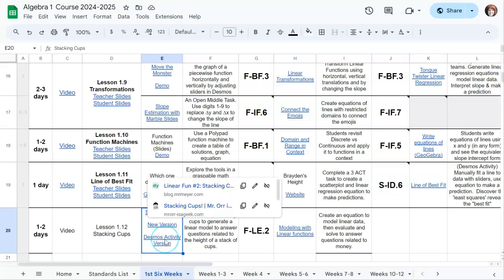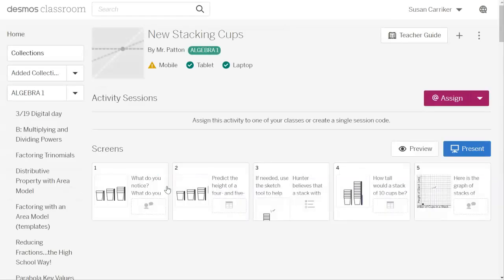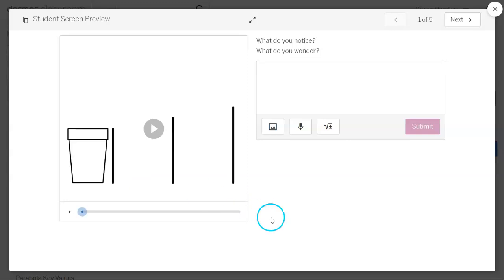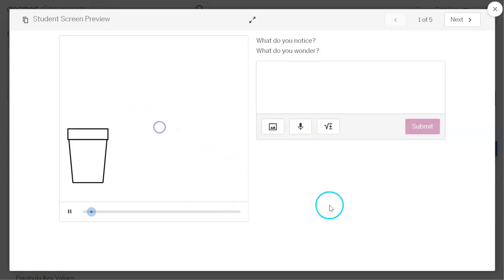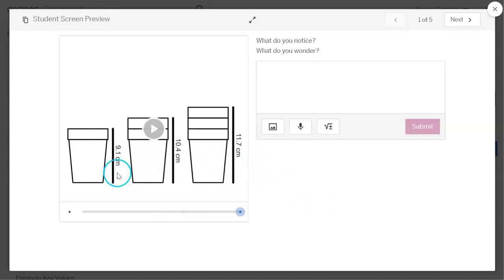All right, and then there's a third activity here, and this is a Desmos activity of that same problem. And to be honest, this is probably the least interesting, but if you don't have the materials to do a stacking cups problem, this might be a good option. This might also be a good assessment.